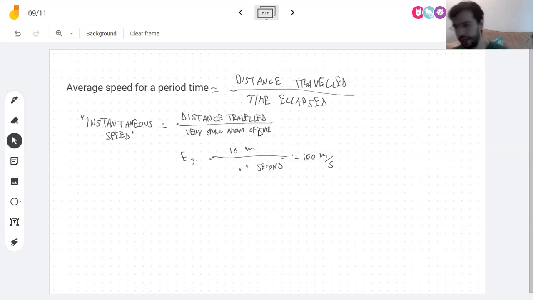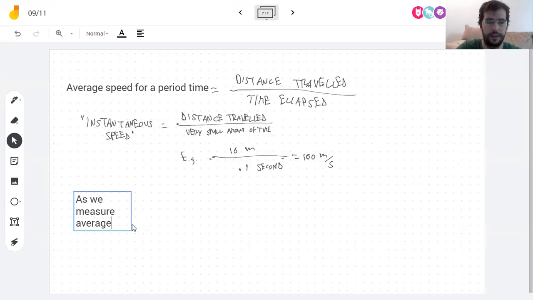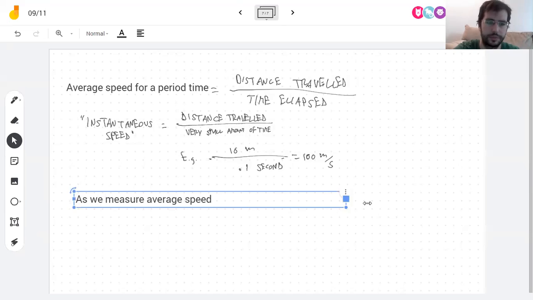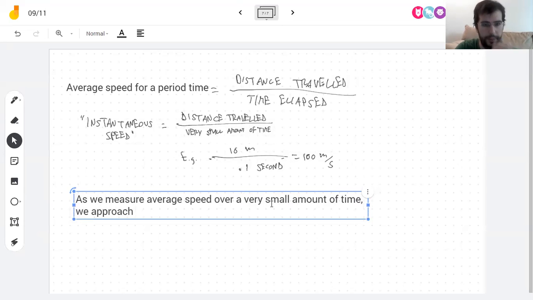And again, as the amount of time we measure over gets smaller and smaller, we approach this notion that we know what it is. It's the instantaneous velocity. Let me write that down. As we measure average speed over a very small amount of time, we approach the instantaneous speed.